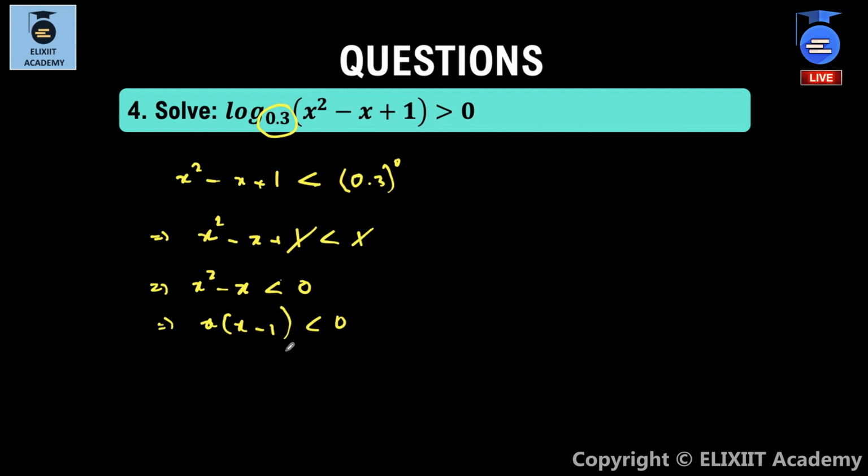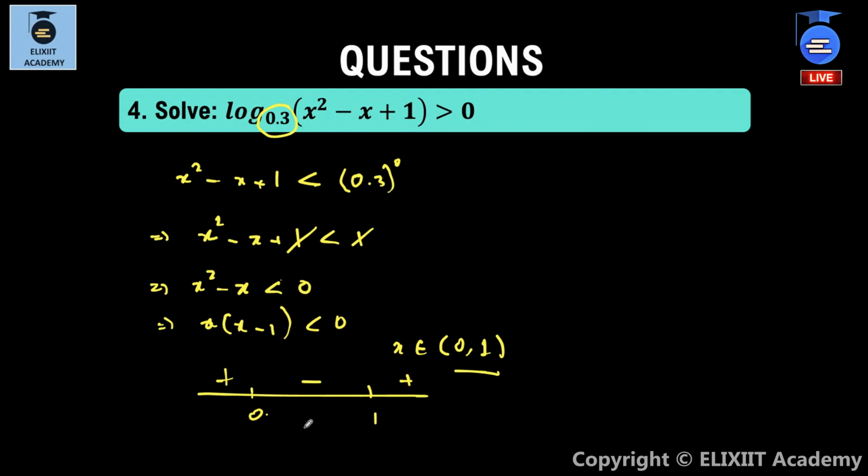Okay, x into x minus 1 is less than 0. How do we solve this? The critical points are 0 and 1. More than 1, in between 0 to 1, and less than 0. More than 1, this is positive, obviously, then negative and positive. So x belongs to where to where? X belongs to the open interval 0 to 1, because we need the portion where this is negative. So this is the open interval 0 to 1.